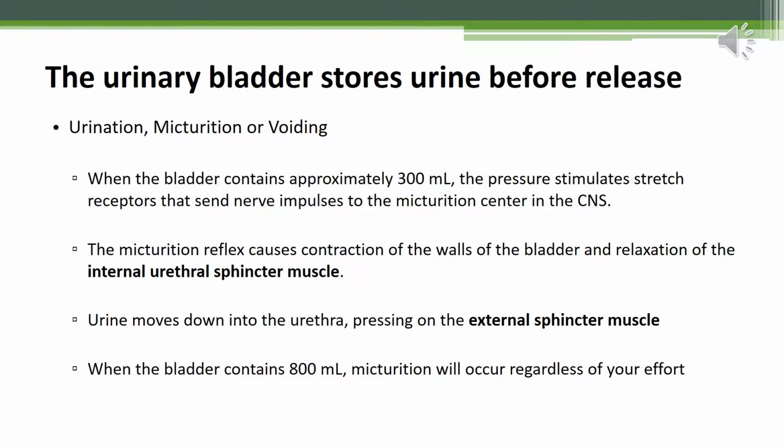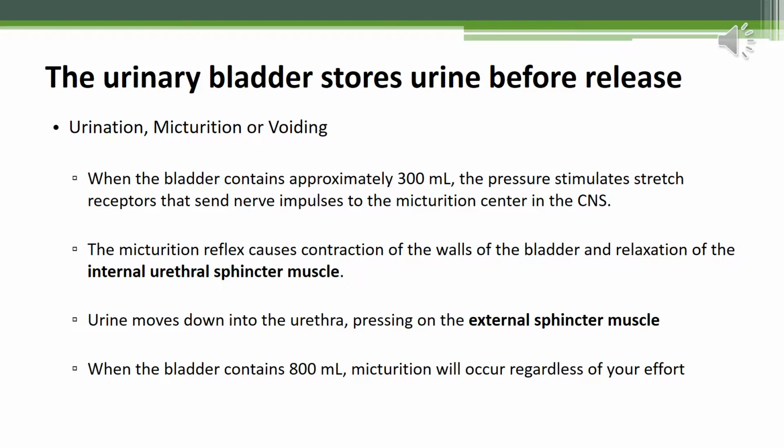The process of releasing urine from the body is urination, which can also be called voiding or micturition if you want to get technical. When the bladder contains approximately 300 milliliters, the pressure within the bladder stimulates the stretch receptors to send a nerve impulse to the micturition center in the central nervous system. The created micturition reflex causes the contraction of the walls of the bladder and the relaxation of the internal urethral sphincter muscle, which, if you'll recall, a sphincter is a circular muscle.